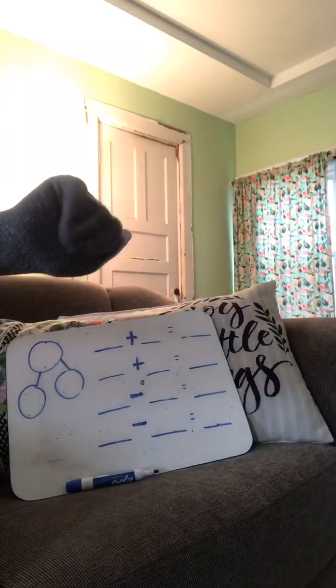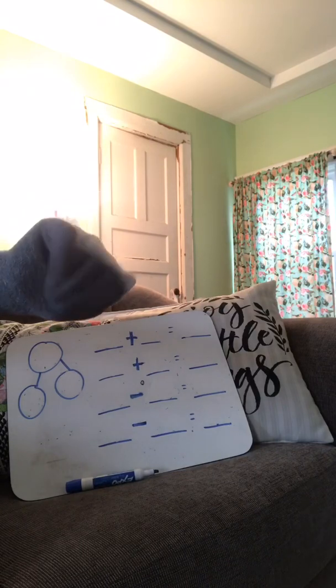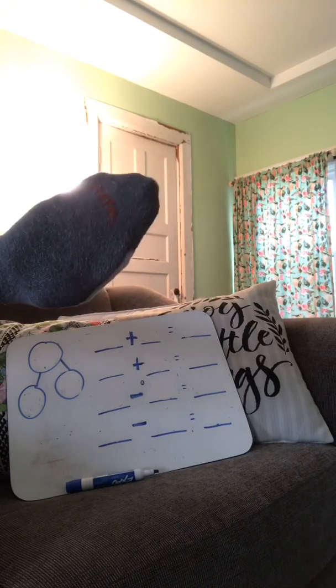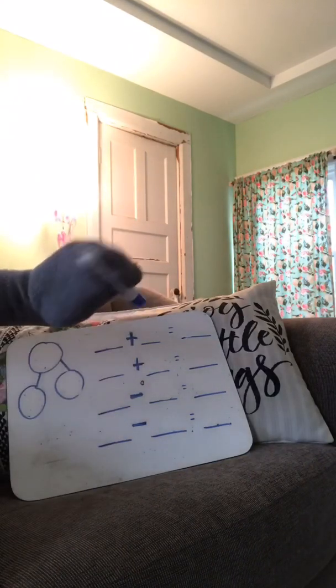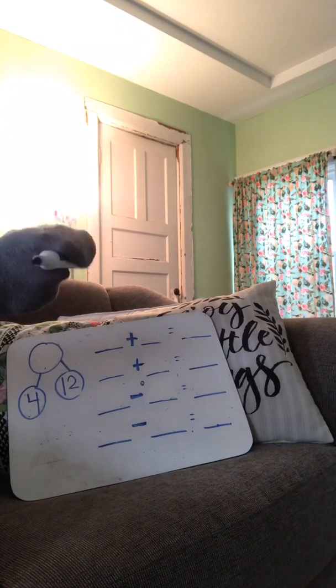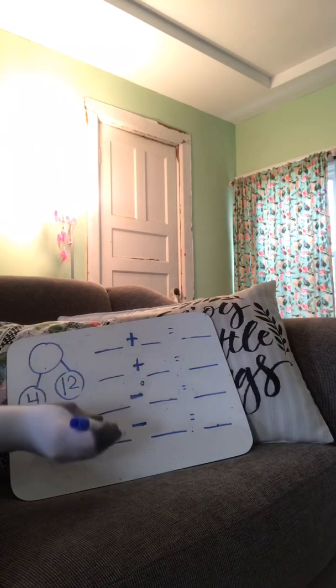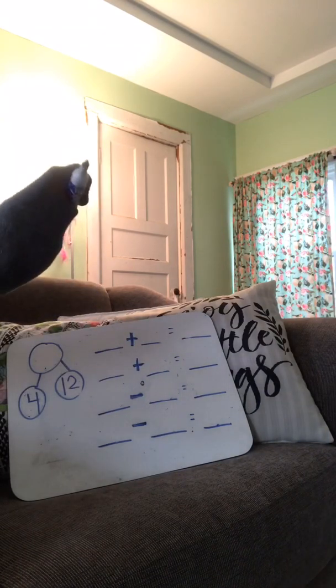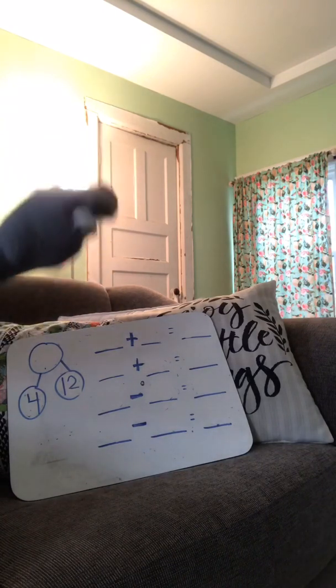Okay, here goes the next problem. This time I'm going to give you 2 parts instead of a total and a part. Let's get started. Let's start with 4 and 12 as our parts. Now remember, we're going to hop on over to our number sentences here and add in the information we know. We know the parts, so let's fill in the parts on the addition sentence.